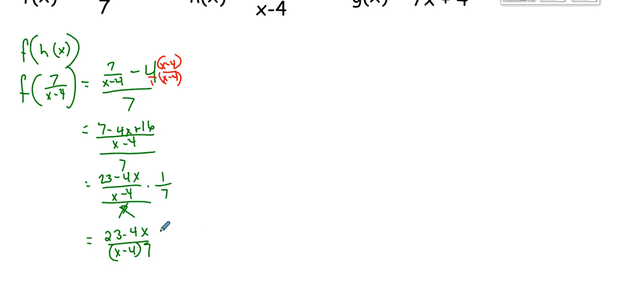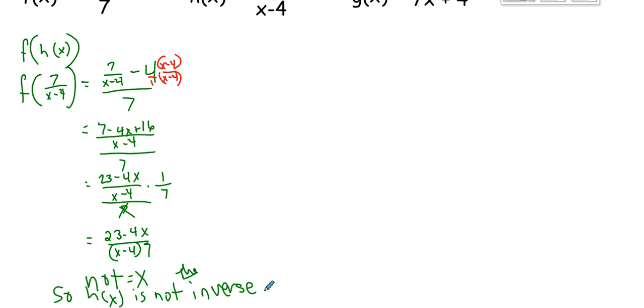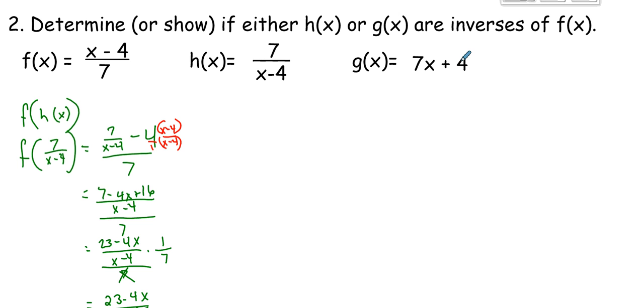I'm going to say this is not equal to x. So this is not an inverse. So h of x is not the inverse of f of x. Because if it isn't going to equal x, I can just quit and say, no, it's not going to work, and then just move on. So now we'll try this one that is g of x. So f of g of x.